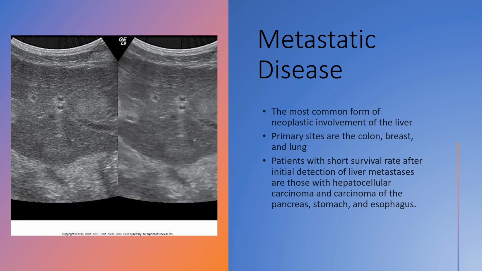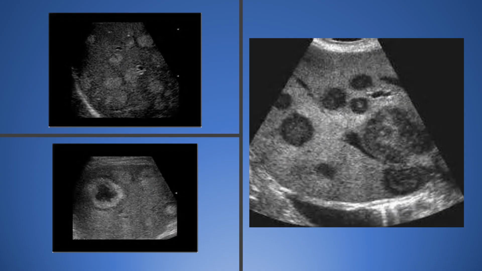Carcinoma of the pancreas, stomach, and esophagus will also metastasize to the liver. It can have a number of different appearances, but what you're mostly going to see is multiple lesions. That's going to tell you that there's more going on than just a single solitary liver tumor. They can be hyperechoic, as we see over here, hypoechoic, like this one, or even some form of combination.